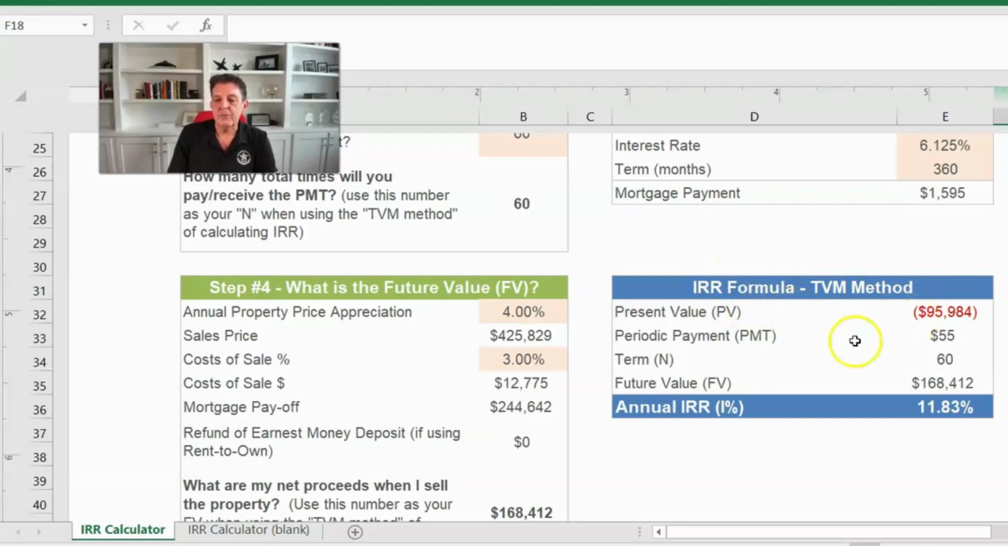So the present value is 95, the future value is 168. That represents an 11.8% return on your investment. And that is what you need to be looking at.